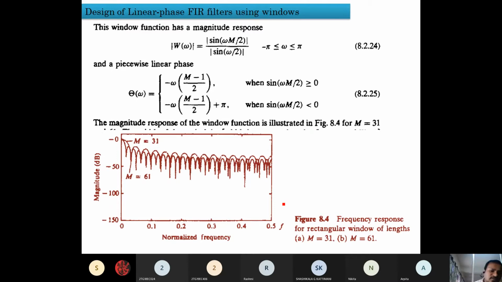So you can observe, as you go on applying the frequency, the magnitude values are given for different M values. The graph illustrates the magnitude response for this frequency. So magnitude for different frequencies, with M equal to 31 and M equal to 61, both odd numbers. The frequency response for a rectangular window will be like this.